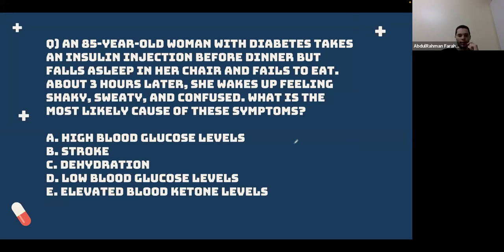Okay, so the answer here would be a low blood glucose level because the patient, before they ate, took a dose of insulin. They got injected with insulin, but they didn't eat. So this insulin would lead to hypoglycemia. Yes, indeed, exactly.